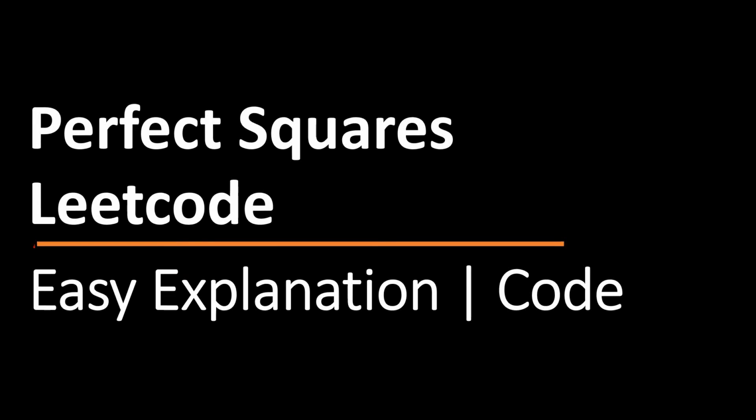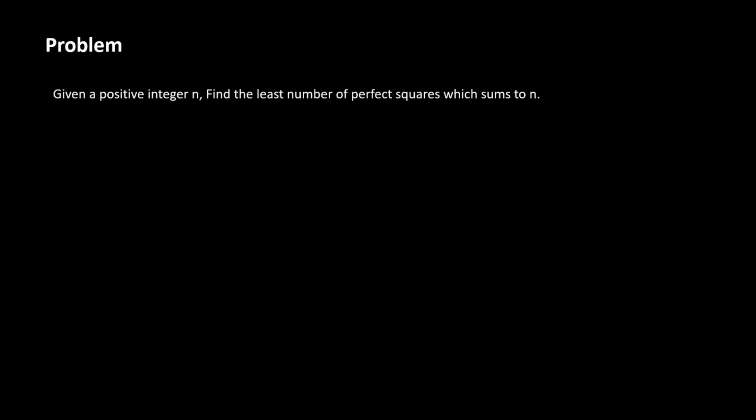Hello guys, today we are going to see a problem called perfect squares from LeetCode. Let's see the problem statement. Given a positive integer n, we need to find the least number of perfect squares which sum to n.